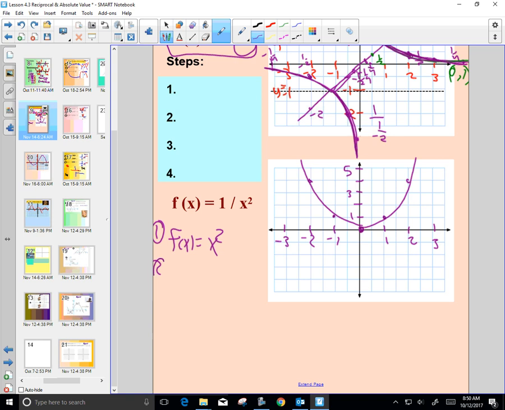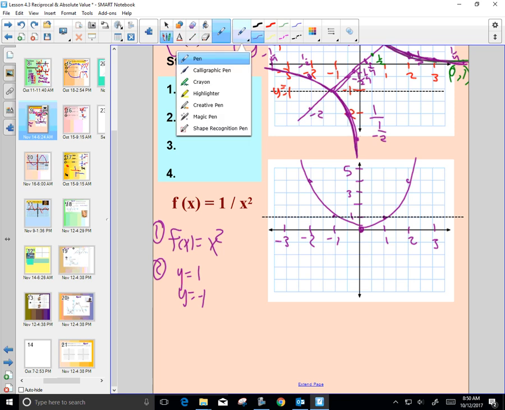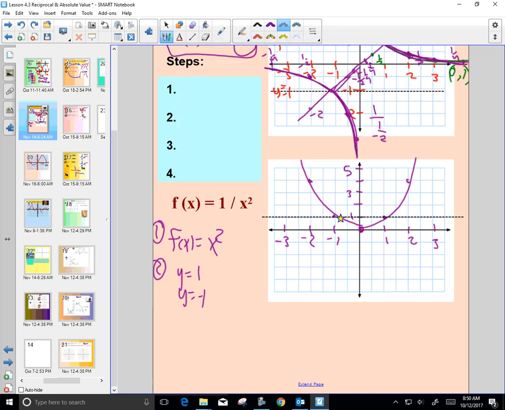The second step was to draw y equal to 1 or y equal to negative 1. So let's do that. See how I did that? And I'm going to put the little stars in. Stars are awesome.